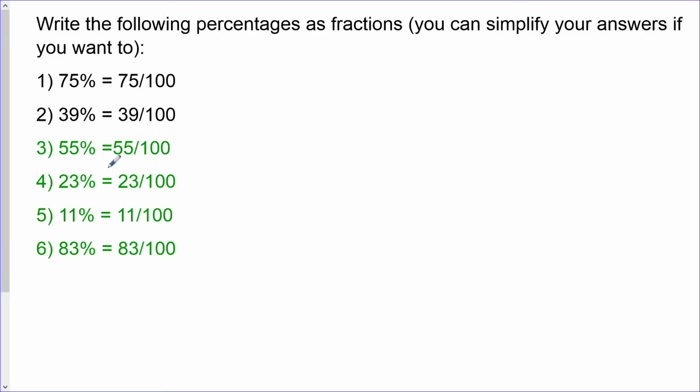So we can see 55% is the same as 55 out of 100. 23% is the same as 23 out of 100. 11% is the same as 11 out of 100. And 83% equals 83 out of 100. Now you may have simplified 55 out of 100 to 11/20. That would also be the correct answer. But you can see how quick and how easy it is to convert between our percentage and a fraction if we just remember that the percent sign means out of 100.